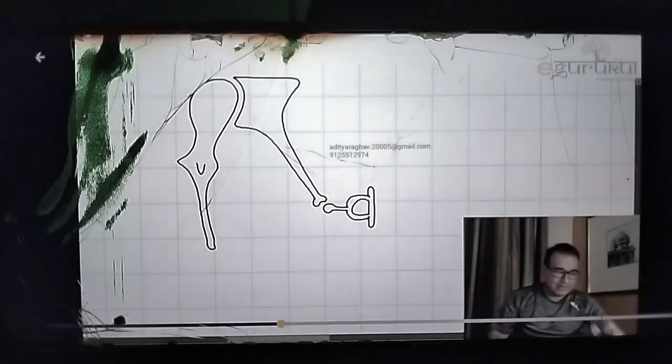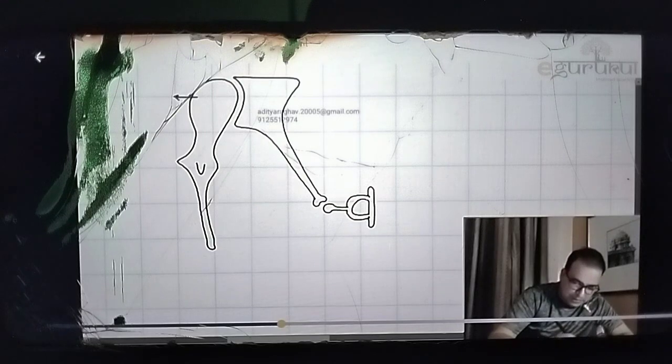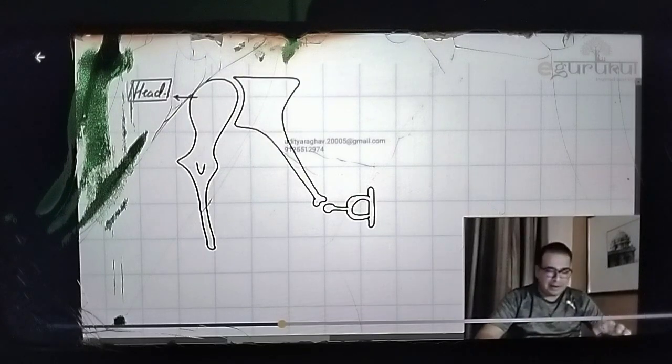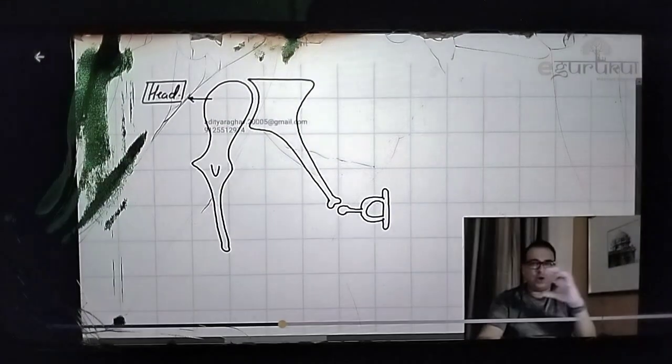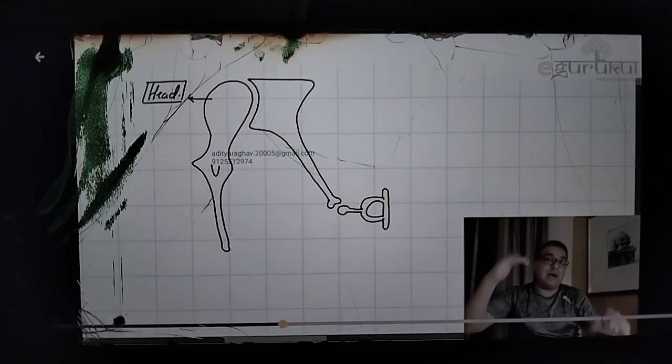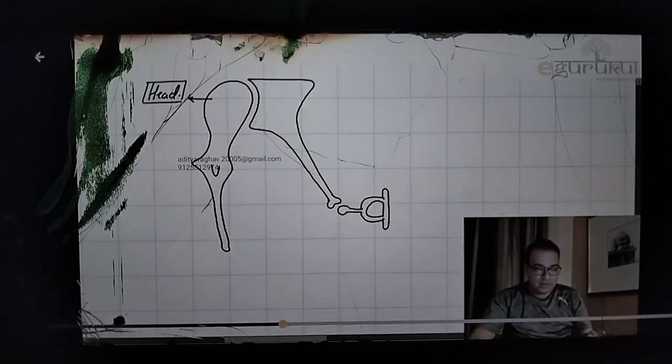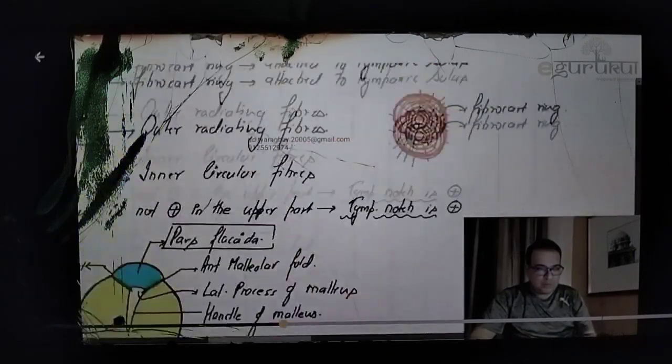If I look at the features of these bones, guys, let's start with the malleus. This here is the head of the malleus. The important thing to remember is that the head of the malleus is not exactly at the level of the tympanic membrane, it is above the level of the tympanic membrane. You've got to keep looking at this picture simultaneously, then only this thing will make sense.